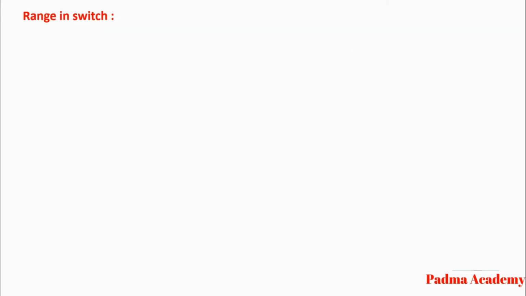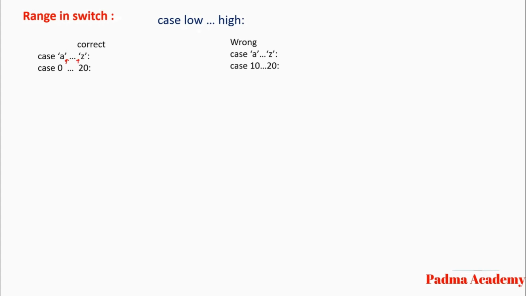So next we discuss the range in switch. The syntax for a range in switch is case low ... high. Low is the lower boundary of the range and high is the higher boundary of that range. For example, ranges from small a to small z, 0 to 20. So this is correct. Why have I written correct and wrong here? Because here there is a space between A and the three dots. Here it is not; no space is given over here. So this is actually wrong. It will cause an error.